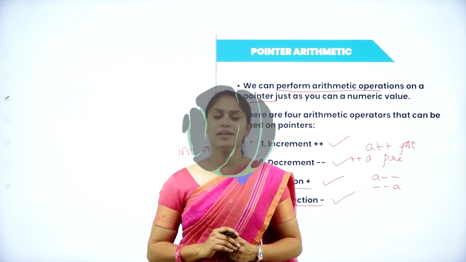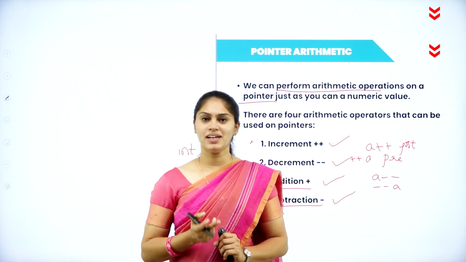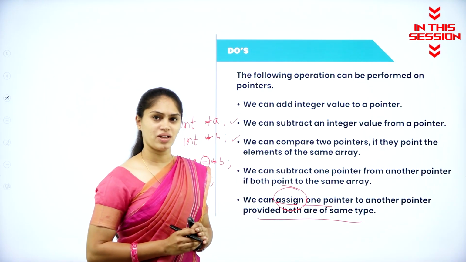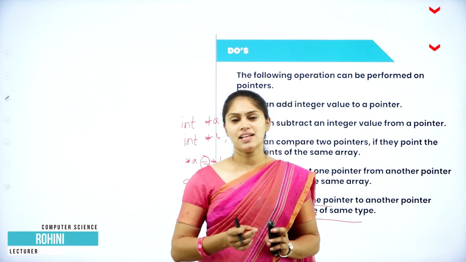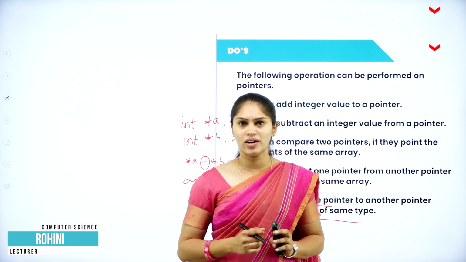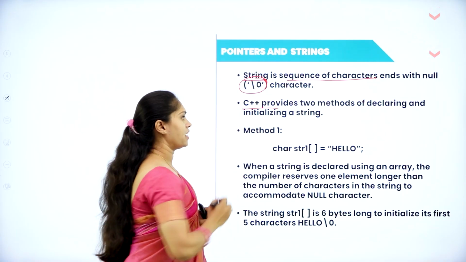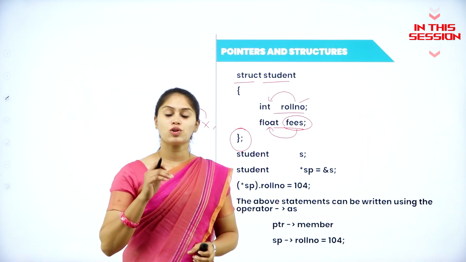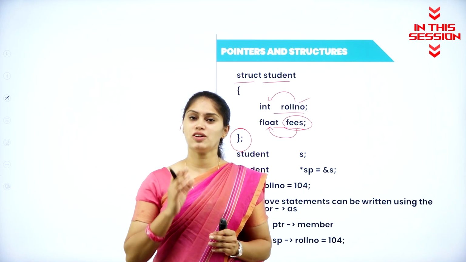What are the 4 arithmetic operations that I can perform with pointers? That is increment and decrement. Mention any 3 operations which can be performed on the pointer. I can add an integer value to the pointer, I can subtract an integer value from the pointer, and I can compare the pointers. We have 2 methods in order to declare and initialize the string. So closing of flower braces with semicolon, that indicates the termination or end of this structure.